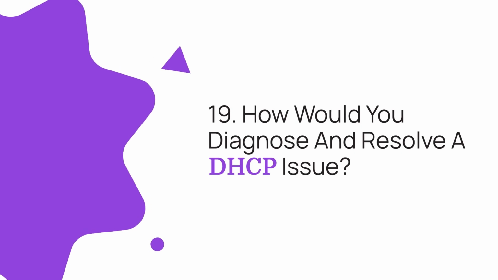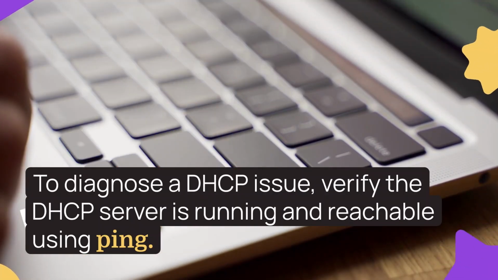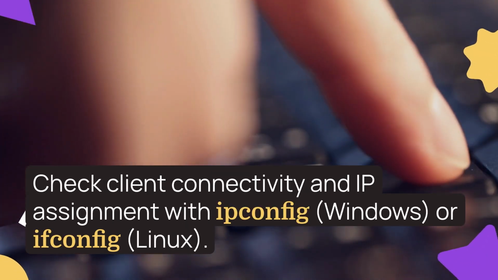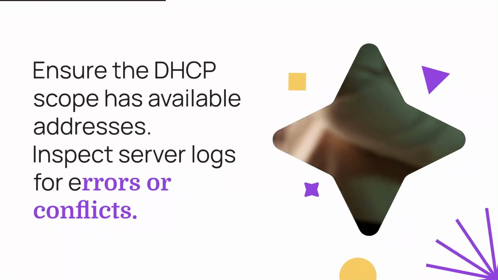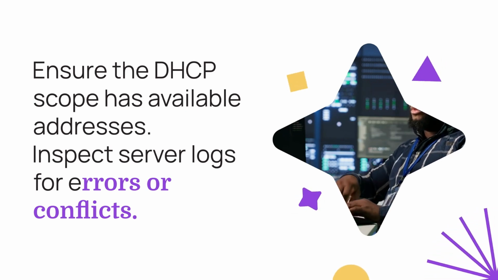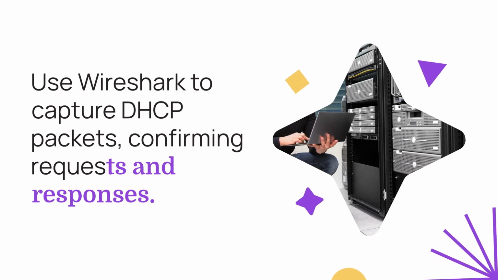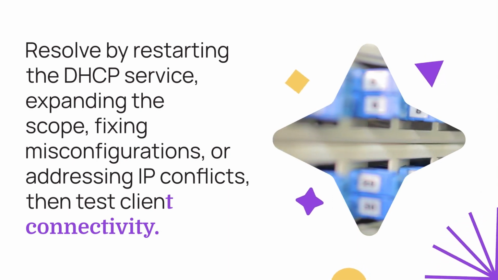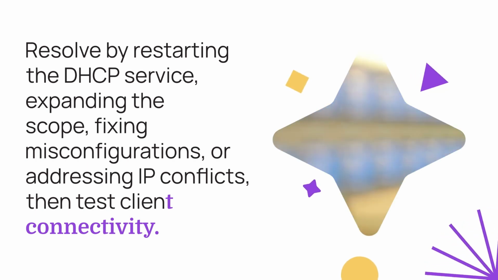19. How would you diagnose and resolve a DHCP issue? To diagnose a DHCP issue, verify the DHCP server is running and reachable using ping. Check client connectivity and IP assignment with ipconfig on Windows, or ifconfig on Linux. Ensure the DHCP scope has available addresses. Inspect server logs for errors or conflicts. Use Wireshark to capture DHCP packets, confirming requests and responses. Resolve by restarting the DHCP service, expanding the scope, fixing misconfigurations, or addressing IP conflicts, then test client connectivity.